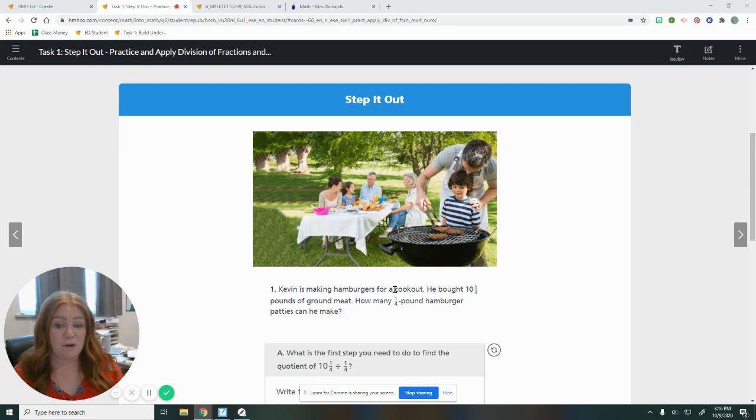and Kevin is making hamburgers for a cookout. He bought 10 1/4 pounds of ground meat. How many 1/4 pounds of hamburger patties can he make?